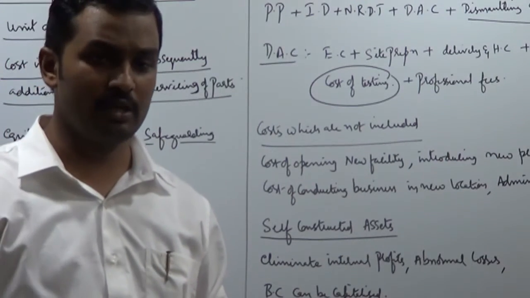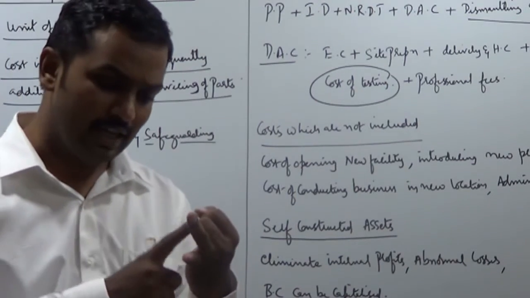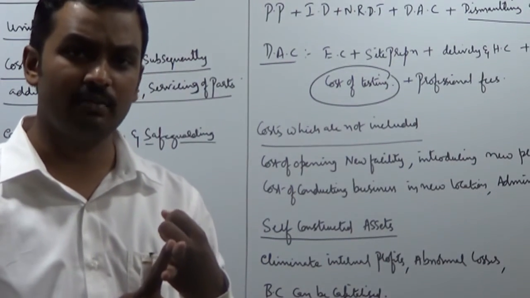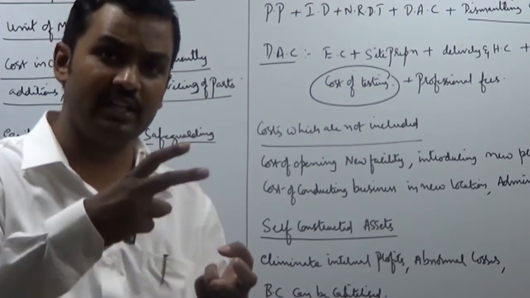But certain points you have to keep in mind. Material consumed for construction of the building can be added. Labor cost incurred for construction of the building can be added. If you are incurring some overheads which are directly attributable to the construction activity, they can be added.